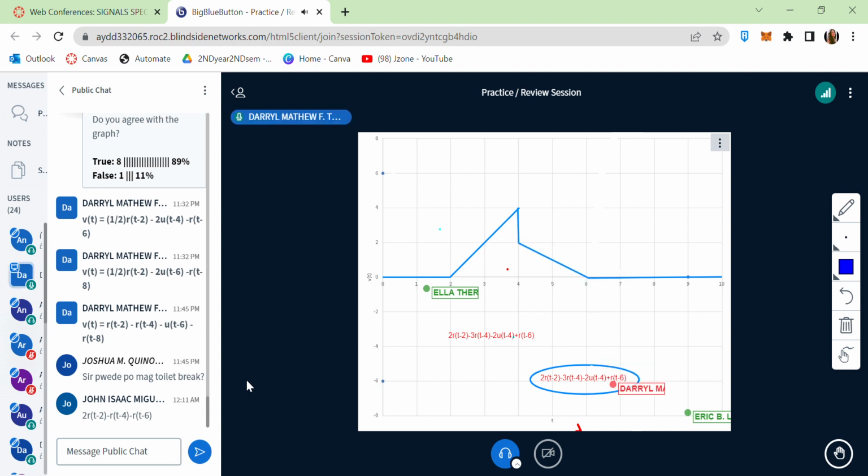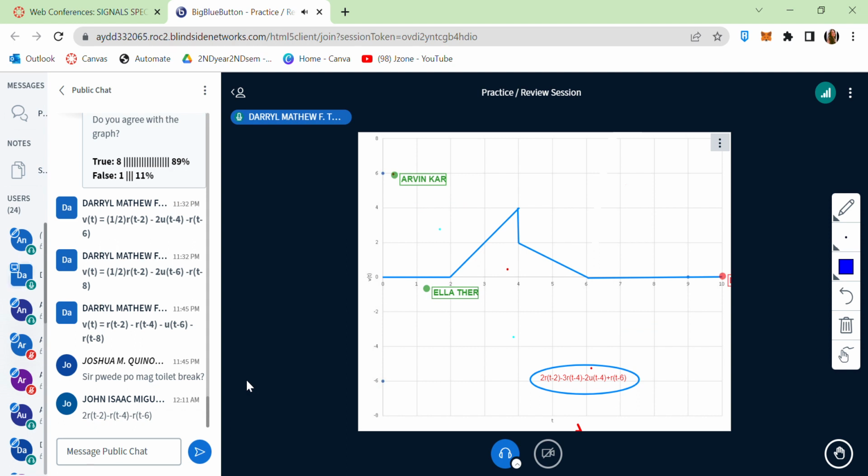And then lastly, yung sa t equals 6, nakikita natin na nag-flat siya. So from slope of minus 1, magiging 0 dapat yung slope natin. That's why r(t minus 6) yung final term natin. Yun yung nagpa-flat sa ramp.